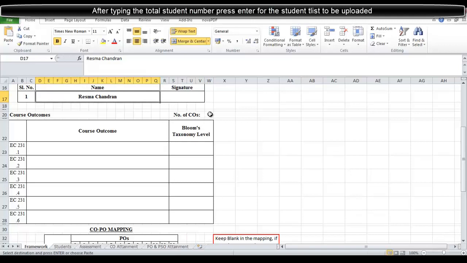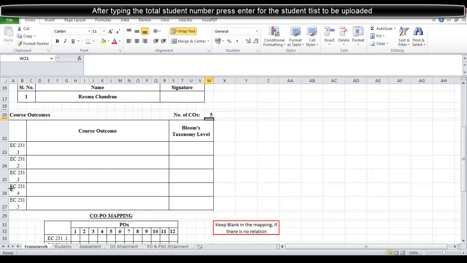Since we had 5 COs, I am going to write the number of COs as 5, and always press the enter button. Don't use the mouse to go to the next section, because it has to be entered. If I press enter, automatically you can see that, based on the course code and the number of COs I have entered here, I have got the blank columns. Now I am going to straight away enter the COs that I have already written for this particular course.